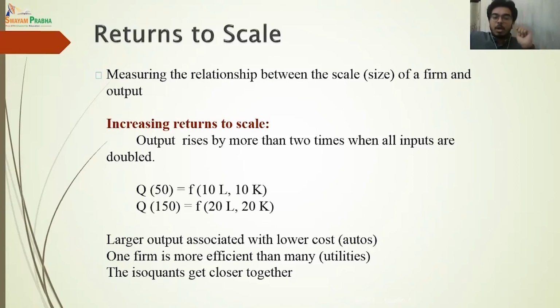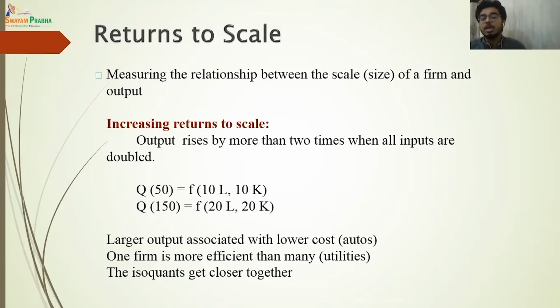If with the labor and capital being doubled, my output increases more than 2 times. Wonderful, right? It happens. So if my labor and capital increases by 2 times, so if you see 10 labor to 20 labor, 10 capital to 20 capital. But how much my quantity of production has increased? 50 to 150. So my labor and capital has increased by 2 times and my output has increased by 3 times. And hence, this is known as increasing returns to scale.